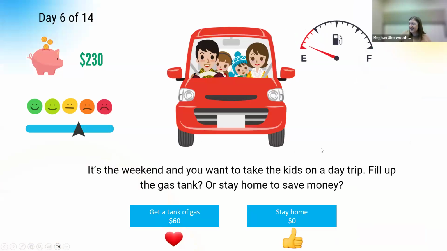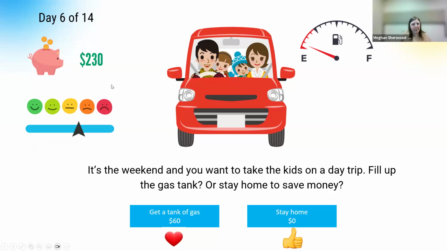Okay, it's the weekend. We want to blow off some steam, have some time together as a family. Do we want to fill up the gas tank and take a little trip, or do we want to stay home and hang out together? Looks like our stress meter is getting a little high there.